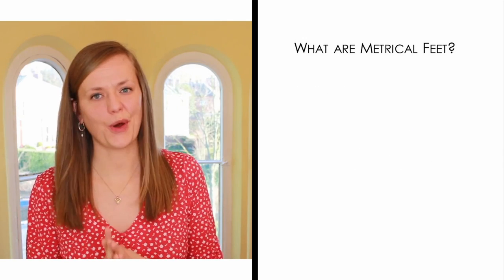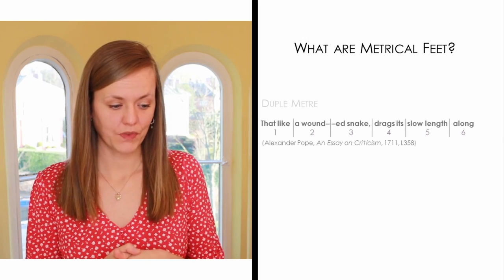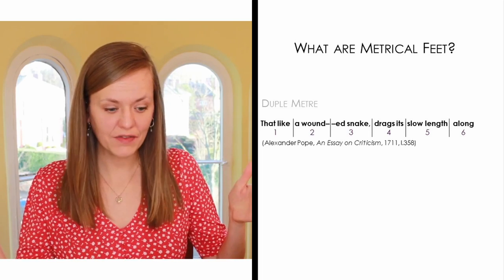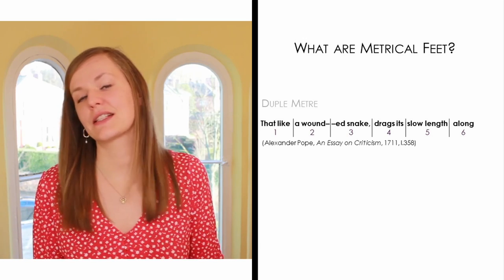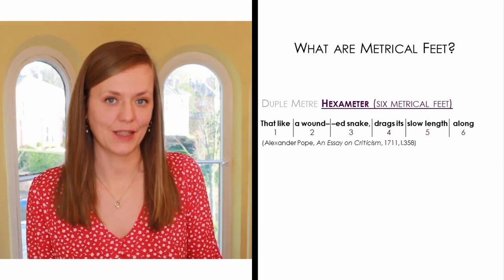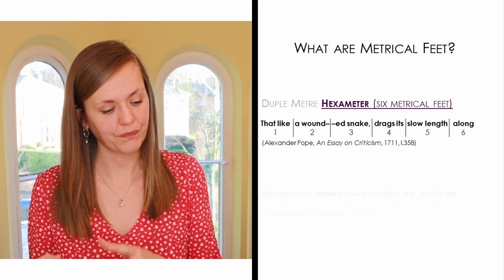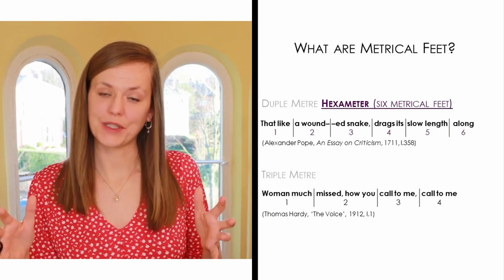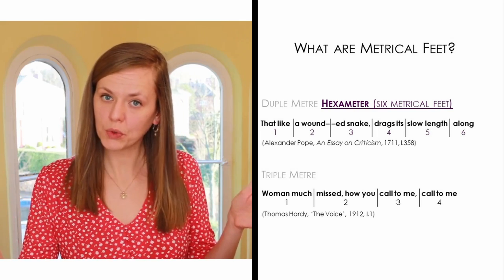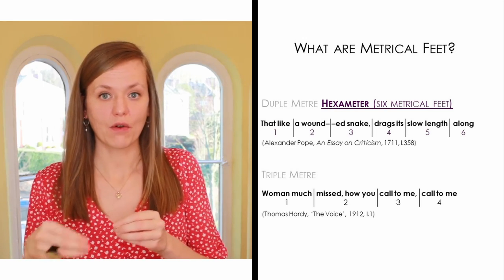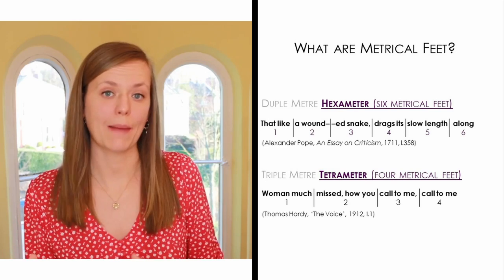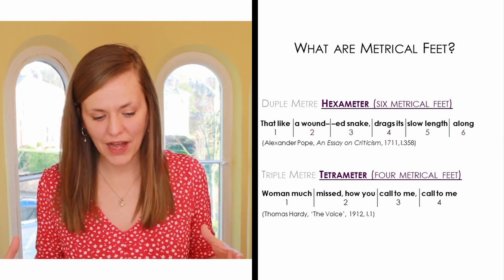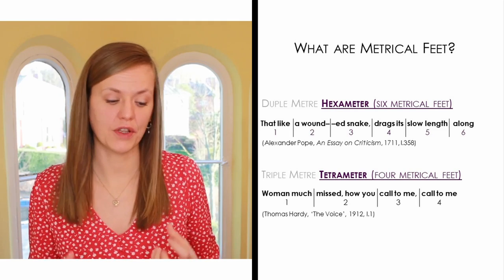Okay, so returning to our examples then, let's start with Pope. That like a wounded snake drags its slow length along. There are 12 syllables in the overall line and they are in duple meter. So 12 syllables divided by 2, duple meter, that makes 6 metrical feet. So this is a line of hexameter. Duple meter hexameter. And let's take our other example from Hardy. Woman much missed how you call to me, call to me. 12 syllables in the line, but it's in triple meter. So 12 syllables overall divided by 3, triple meter, that makes 4. So there are 4 metrical feet in this line. It is a line of tetrameter. So triple meter, tetrameter. Even though both of these lines have the same number of syllables overall, 12, they have different metrical feet and hence a different rhythm and meter.